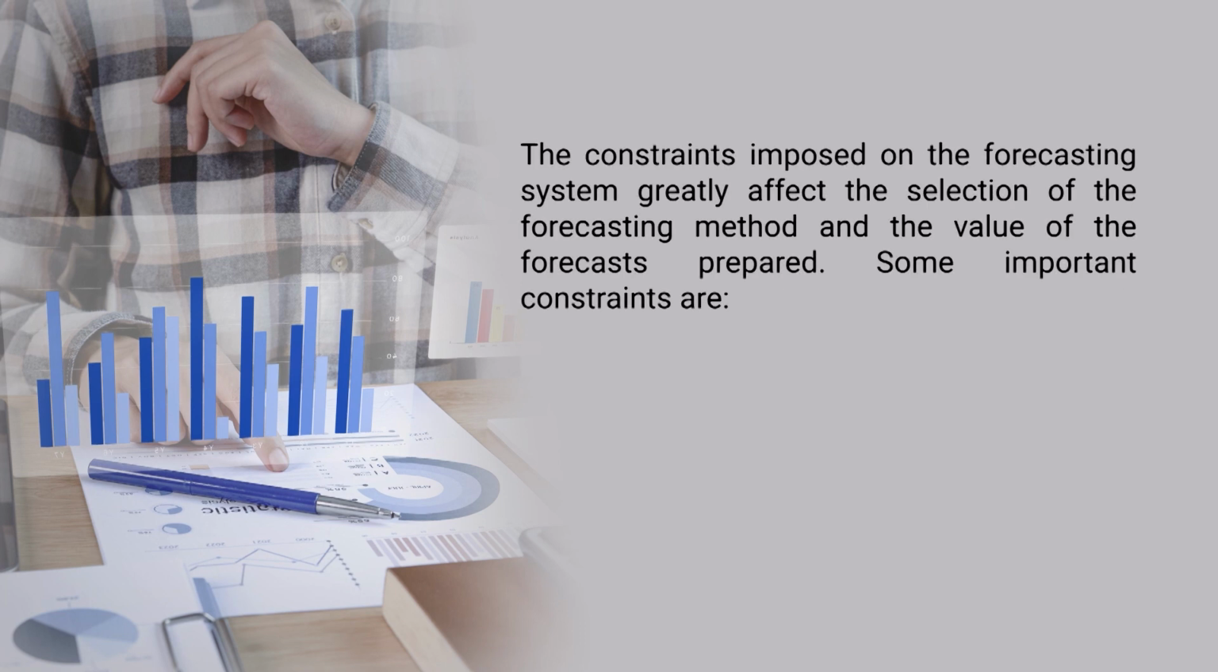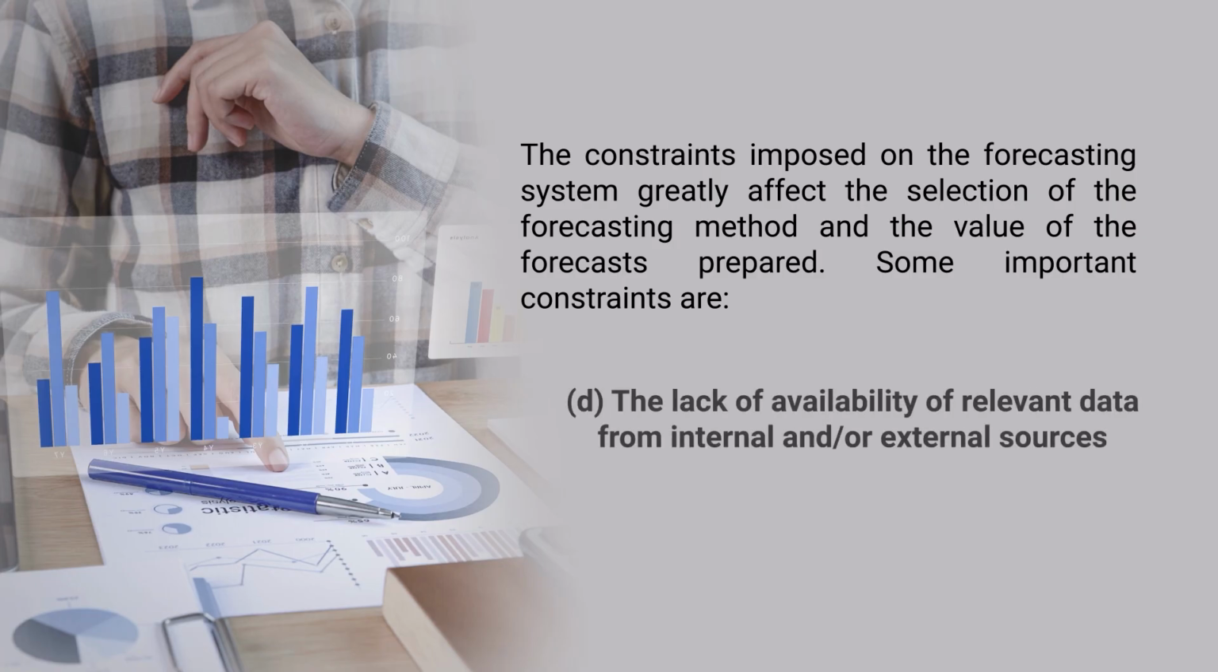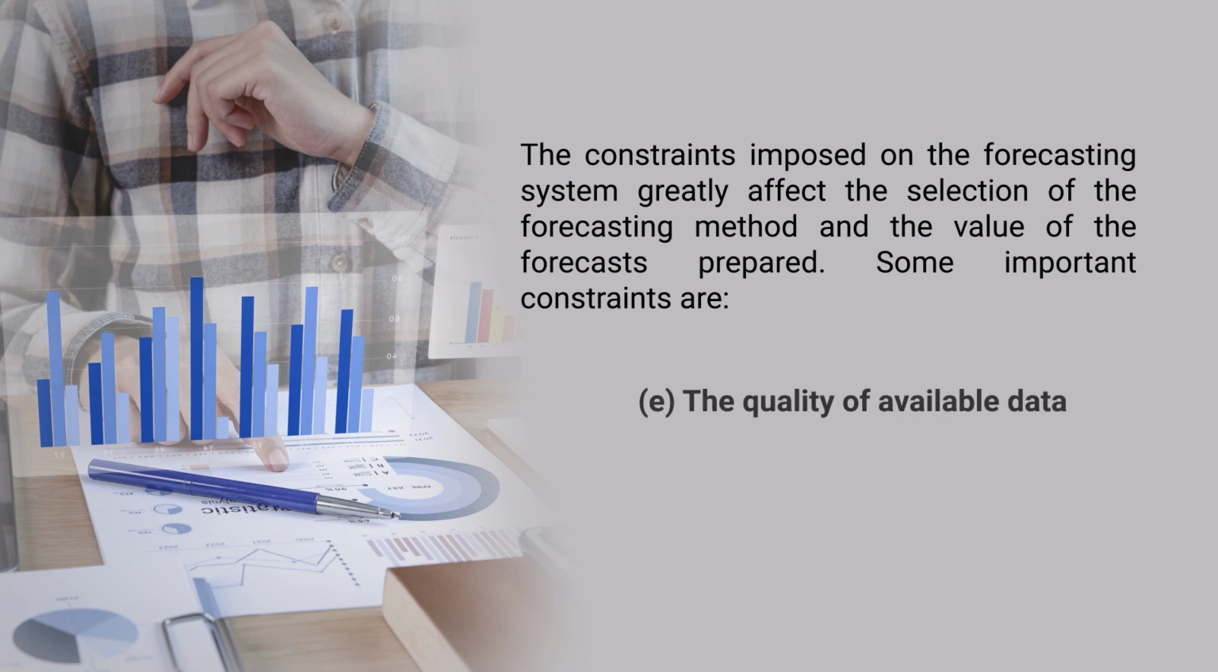Forecasting system constraints. What are the constraints which limit our forecasting method? The constraints imposed on the forecasting system greatly affect the selection of the forecasting method and the value of the forecast prepared. Some important constraints are the time available to prepare the forecast and the expertise within the organization. These are the constraints which can limit the forecast. Also the available computing facility, the lack of availability of relevant data from internal or external sources, and the quality of available data. These are the constraints and limitations of the forecasting system.